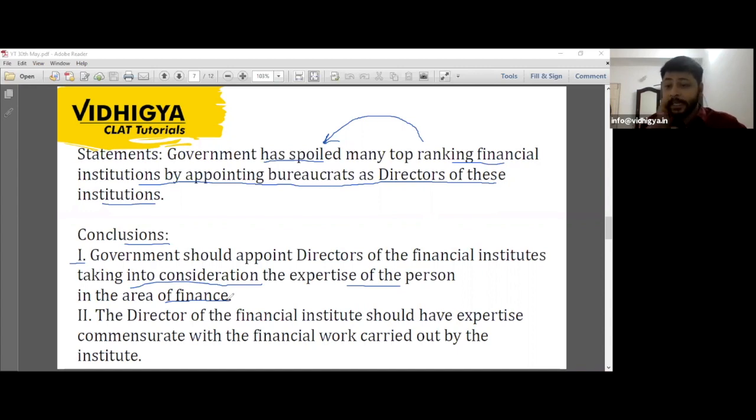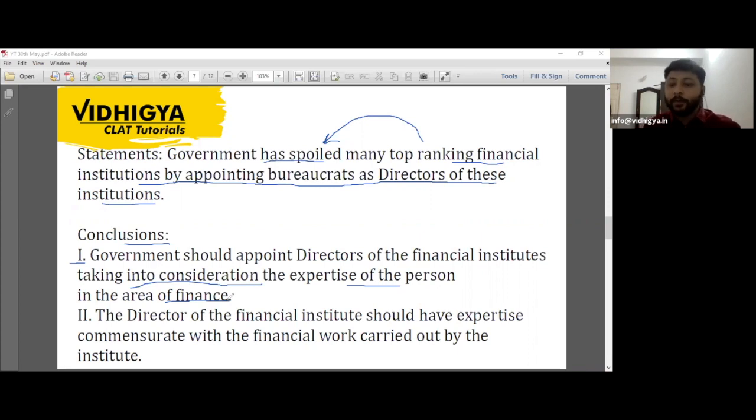out of a given statement? Yes, at times. But when? This is the question. Now let me clarify. We consider statements like this as the correct conclusion when the statement has some problem in it. All right. And what's the problem in the statement? The statement has one issue, and that is these financial institutions are spoiled. Okay, now they are spoiled. Why? Because the government has appointed bureaucrats as directors of these institutions.